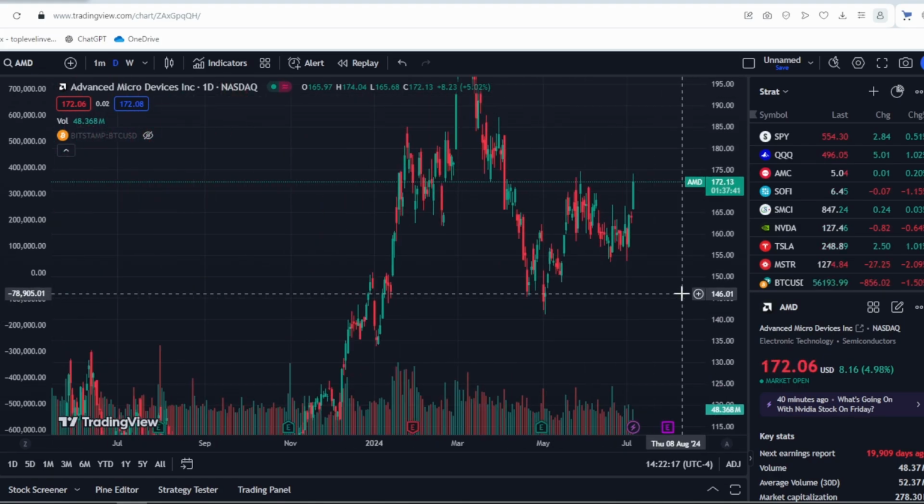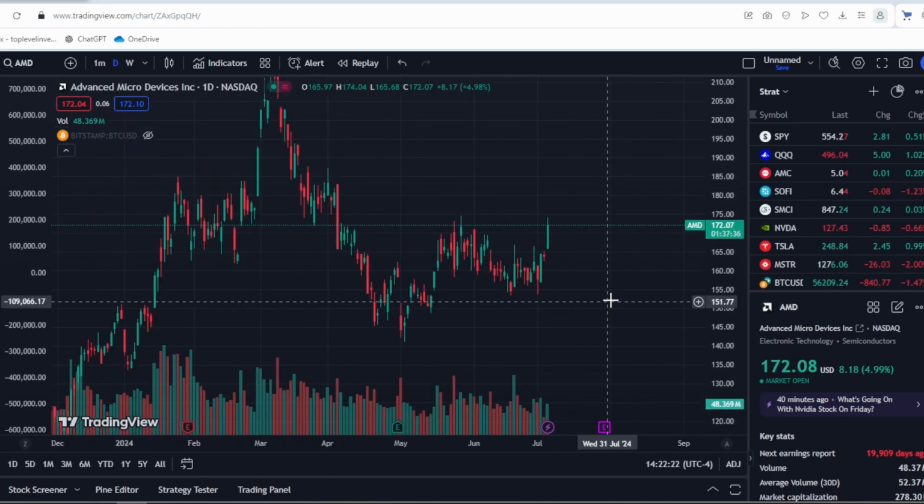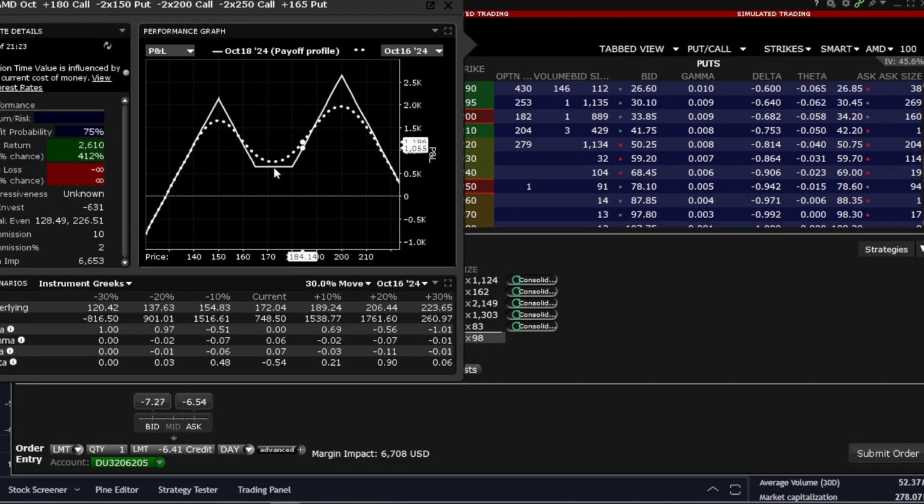Let's return to the stock. I remind you that my philosophy is that I cannot predict price movements. I don't know where the stock will go. My main task is competent position and portfolio management. Let me show you one of the strategies.